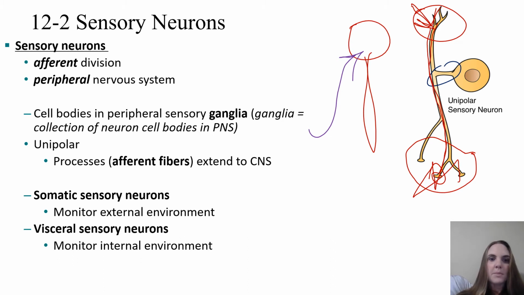We have both somatic sensory neurons, and those somatic sensory neurons are going to monitor the external environment and our position within it. And then we have visceral sensory neurons. And if you remember talking about viscera before when we were talking about the serosa, remember we had parietal and visceral serosa, and we said the viscera were the abdominal contents. So the visceral sensory neurons are going to monitor those internal organs. They're going to monitor the environment and status of our internal organ systems.